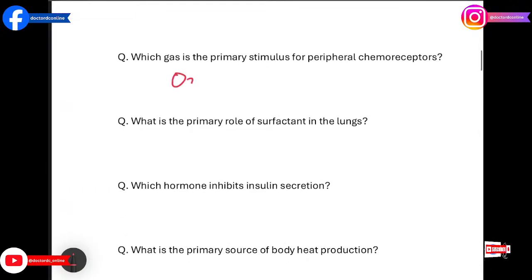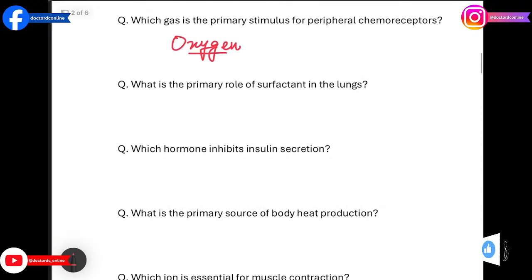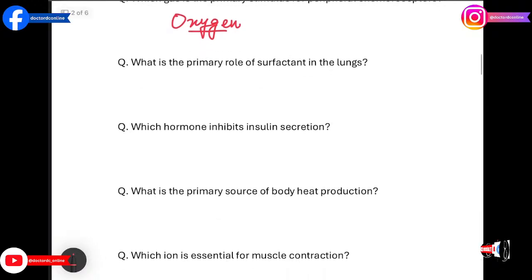The next question is, which gas is the primary stimulus for peripheral chemoreceptors? The answer is oxygen, because low arterial oxygen, O2, activates carotid and aortic bodies, increasing ventilation. The next question is, what is the primary role of surfactant in the lungs?